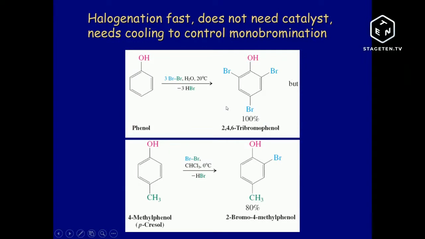Halogenation is fast, does not need a catalyst, and if you want to only get the monobromination, you need to cool it down. A lot of students forget this. A lot of students think that you can never get the monobromination. Of course you can. It all depends on the conditions. Why does this happen? It happens because the hydroxyl group, or the phenol here, is activating, and therefore the ring can react without having a very electrophilic bromine.